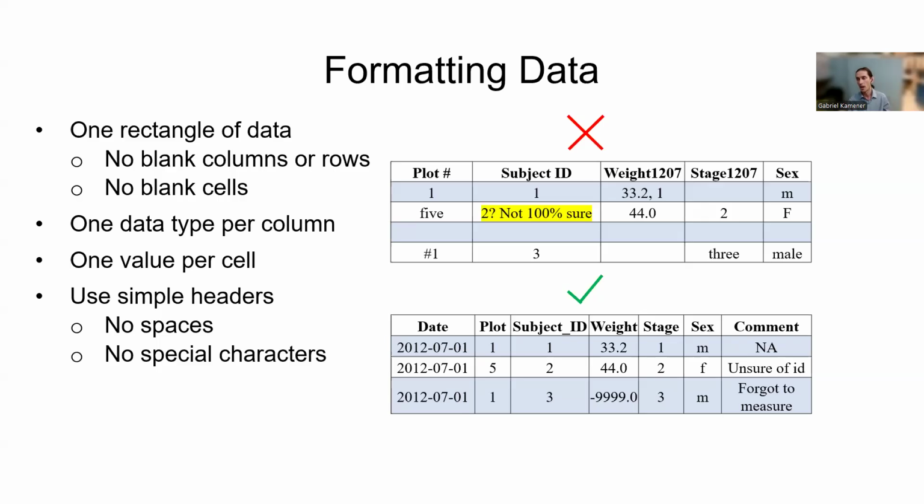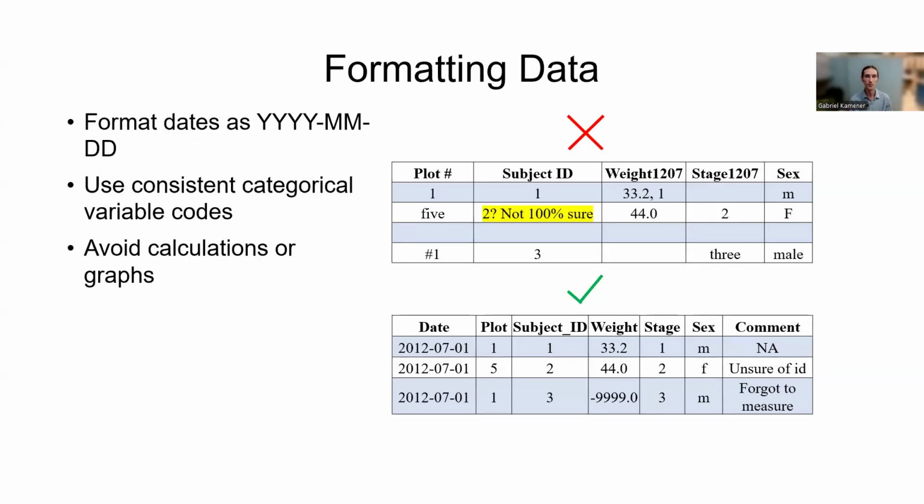And so the table up top is one we would want to try to avoid. And the one at the bottom is formatted in a tidy format. You also want to format your dates as 4-digit year dash 2-digit month dash 2-digit day. That's the standard that FCE requires when publishing data with dates.